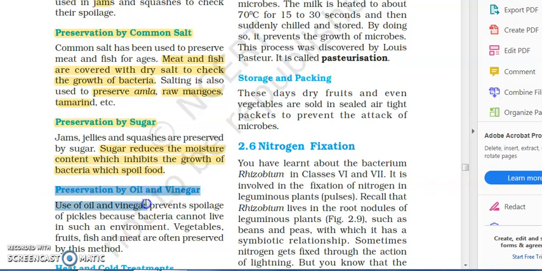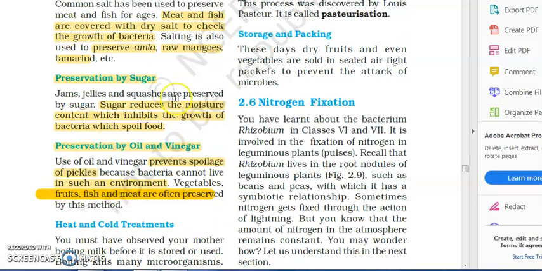The next method is preservation by oil and vinegar. These are two more preservatives we can use for food preservation. Oil and vinegar generally prevent spoilage of pickle, because these two ingredients are used in the formation of pickles, and bacteria cannot live in an environment where we use oil and vinegar both. Vegetables, fruit, fish and meat are often preserved by this method. I hope everyone understands the methods which we use to preserve food.